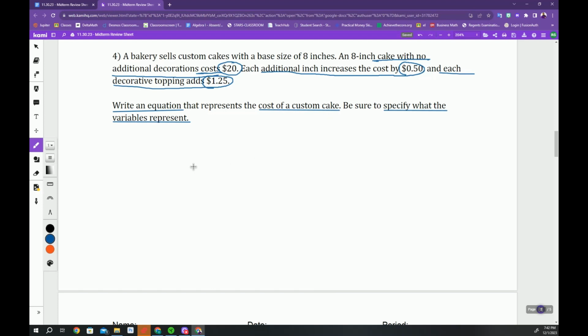So we want to create an equation. I'm going to start with T because we want to create an equation that represents the cost of a custom cake. I'm going to say on the right side, because we have to specify what the variable represents, T is the cost of a custom cake. So T equals, no matter what I do with this cake, if I buy just one of them, I'm always going to pay $20, no matter what.